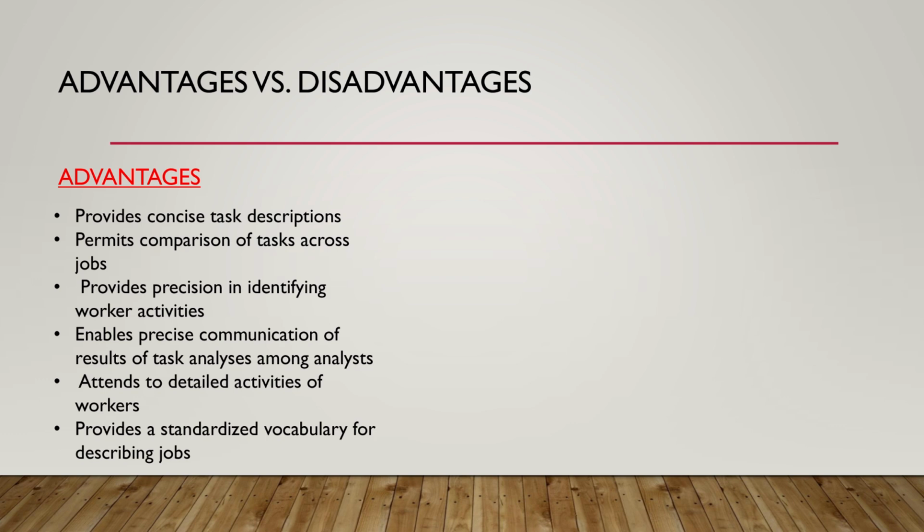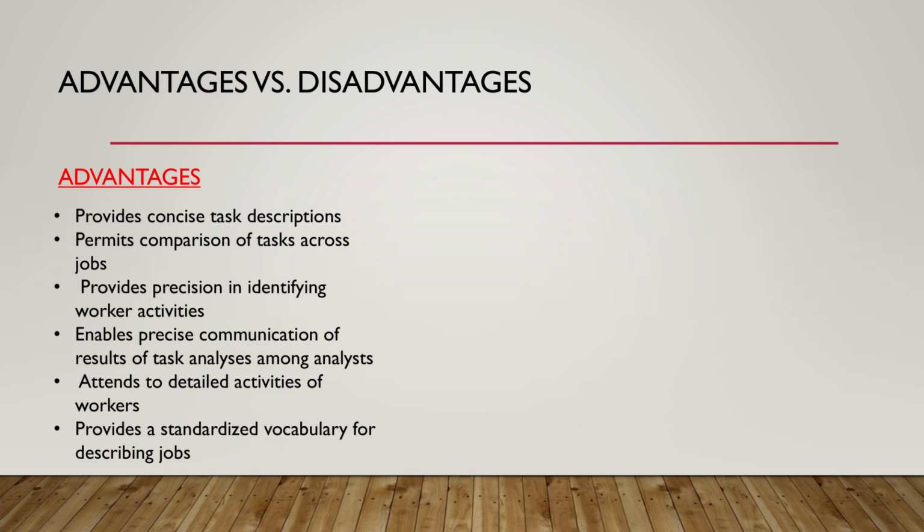This comparative analysis helps identify similarities and differences in job roles, facilitating better job design, resource allocation, and organizational planning. The process also ensures precision in identifying worker activities by breaking down tasks into specific actions and components. This level of detail helps accurately assess the skills, knowledge, and abilities required to perform each task effectively. Additionally, the FJA process enables clear communication of the task analysis results among analysts involved in the process.